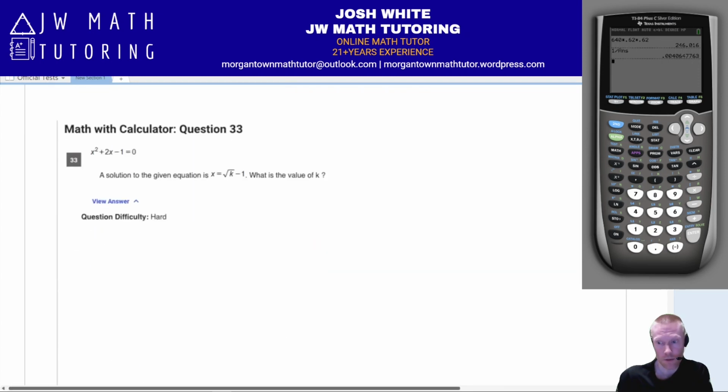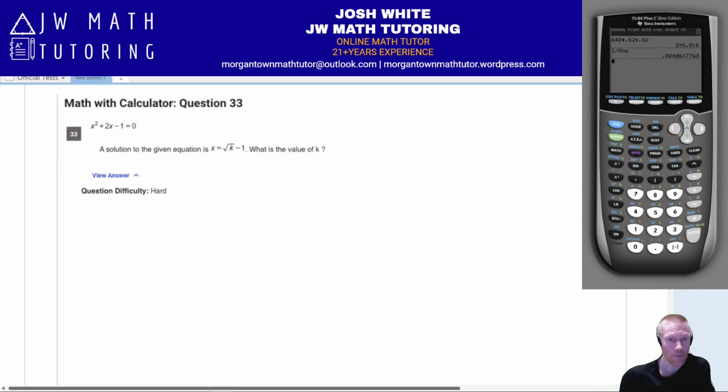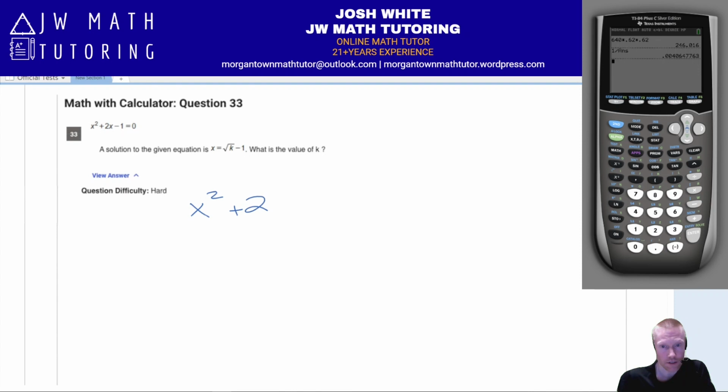Next up, problem number 33. Here you have a quadratic equation that does not factor, and they are giving the solution in a different form than we're used to. It's basically a modified quadratic formula, so to speak. So what I'm going to do is solve this problem out just using the quadratic formula, and then show how we simplify it to get into this format that they're looking for.